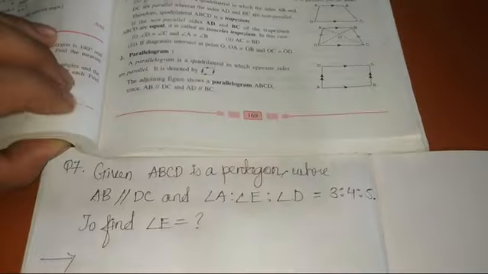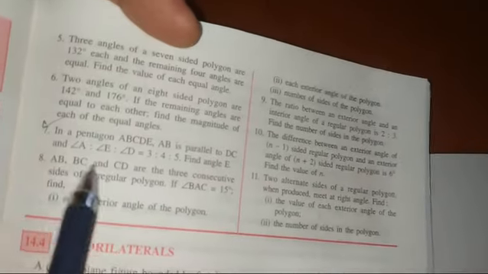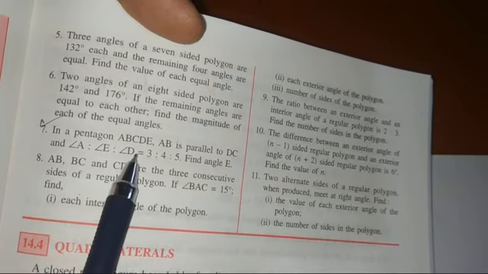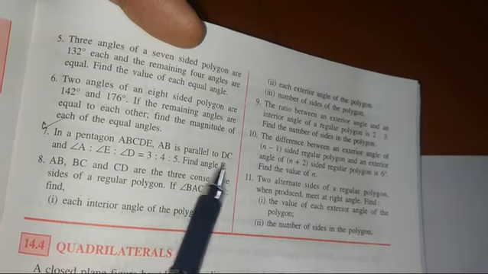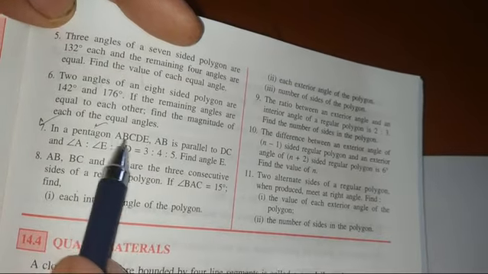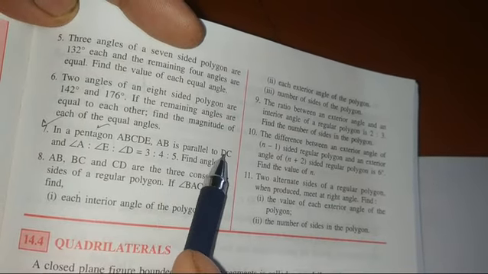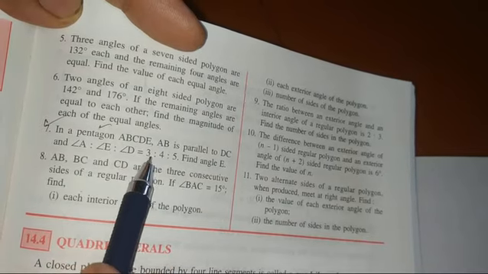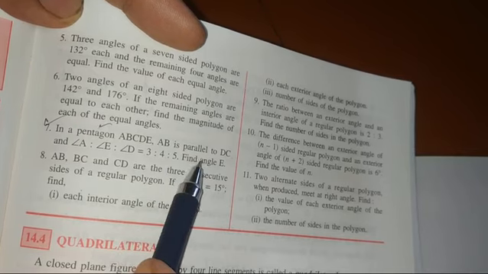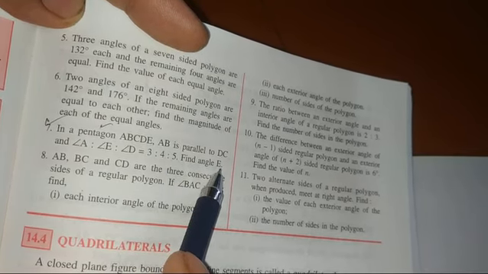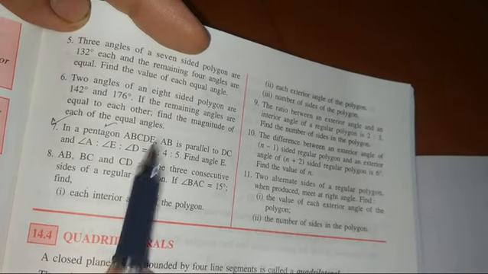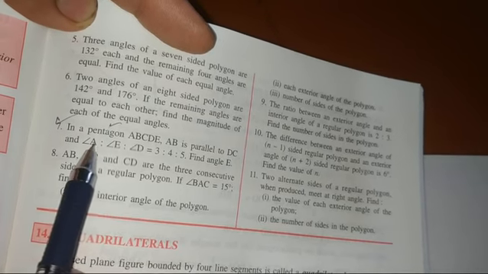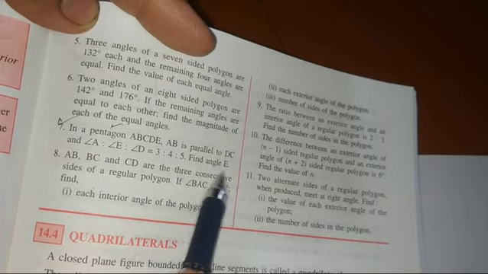In your question number 7, the question is: in a pentagon ABCDE, AB is parallel to DC. So a pentagon, a five-sided figure, is given to us, where AB is parallel to DC. Also given to us, angle A is to angle E is to angle D equals 3 is to 4 is to 5. So find angle E. The ratio of the three angles A, E, and D is given as 3 is to 4 is to 5. We need to find angle E.